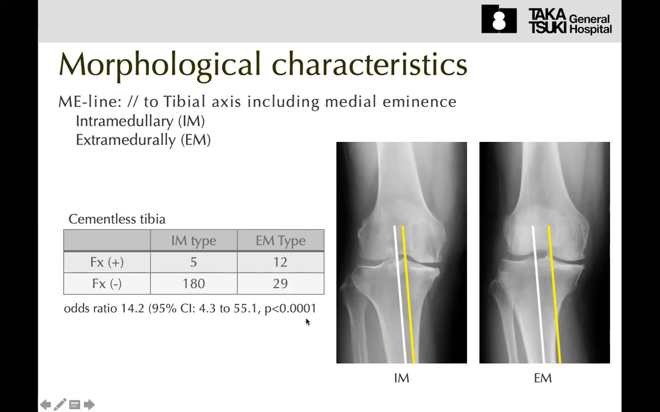So we examined the two types, this type and this type, and compared the fracture rate. It is a 14 times higher risk of fracture. So in this patient, we should take care. This is the cementless tibia. Cementless is very easy to break. It can cause fracture very frequently. So this is the patient with the cementless tibia. So in this patient, we carefully use the cemented implant.